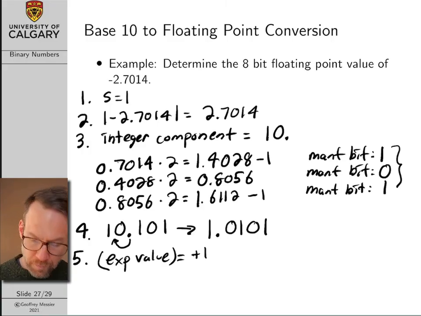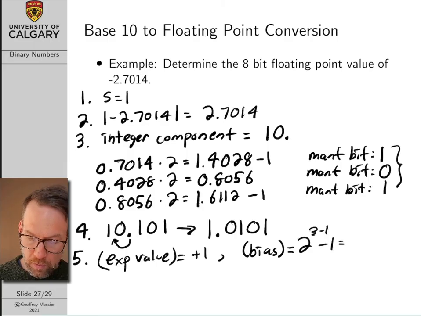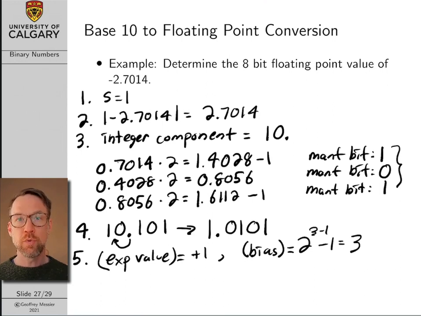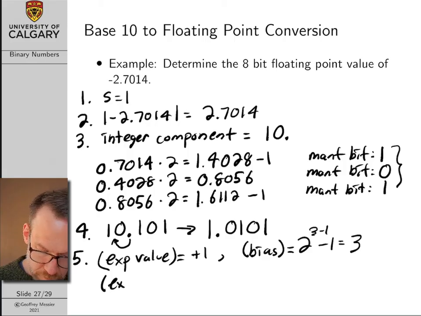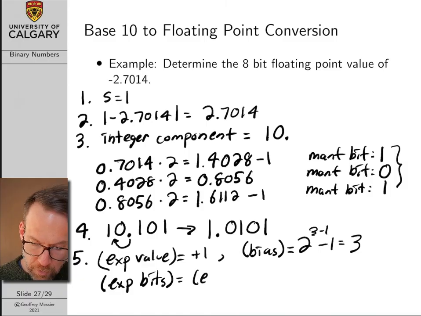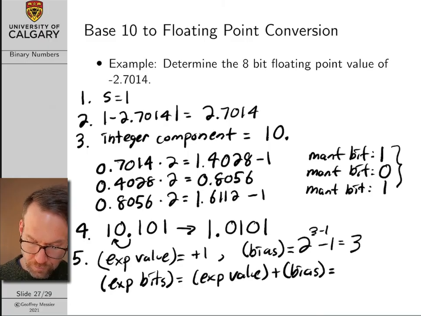Now, we know our bias term for our exponent is equal to 2 to the 3 minus 1 minus 1, in other words, equal to 3. And so the actual value stored in our exponent bits is equal to our exponent value plus our bias. So it's equal to +1 plus 3, or 4.